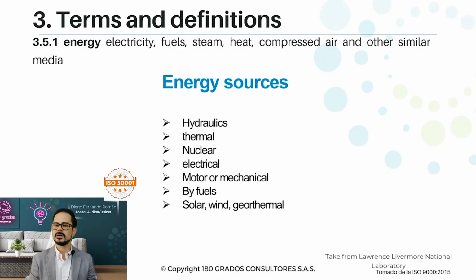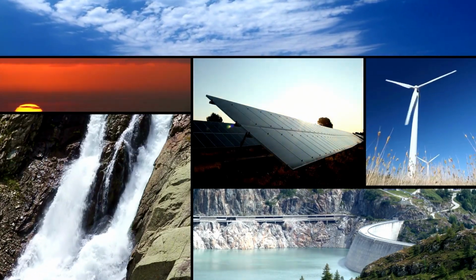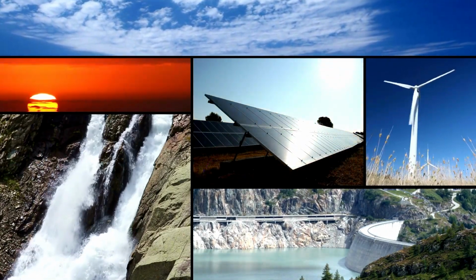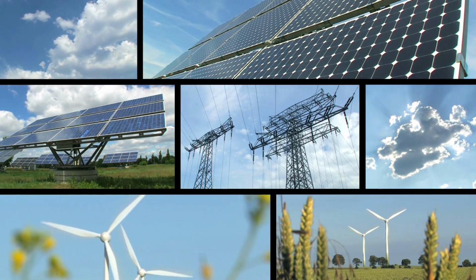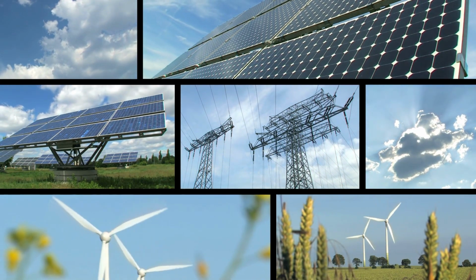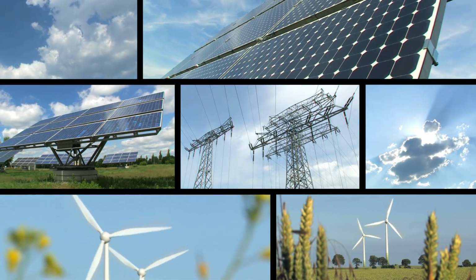Let's now discuss the term energy in the context of ISO 50001. Energy is defined as electricity, fuels, steam, heat, compressed air, and other similar media. This is a broad definition that encompasses all forms of energy that an organization may use. Energy can come from a variety of sources. These include hydraulic, thermal, nuclear, electrical, motor or mechanical, fuel-based, and renewable resources such as solar, wind, and geothermal energy.